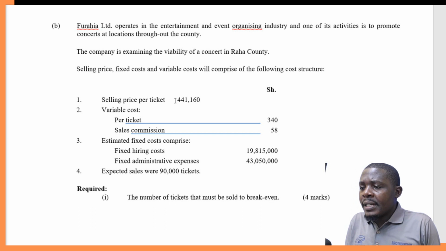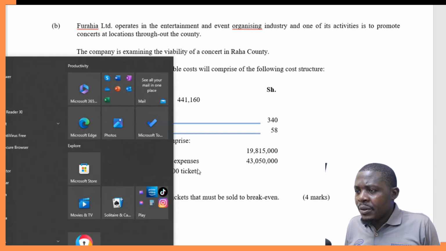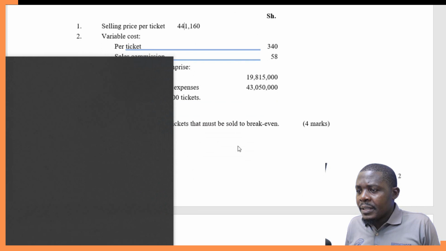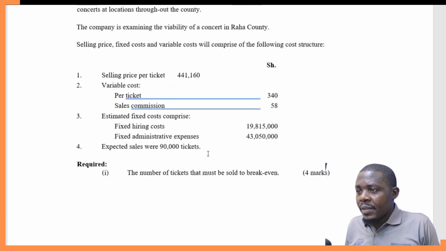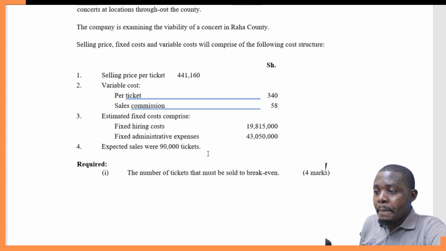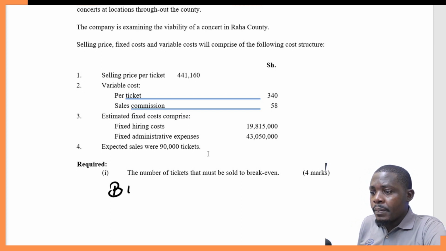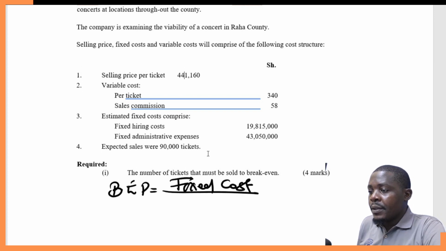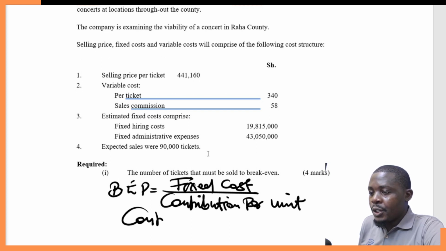Prepare the number of tickets that should be sold in order to break even. The number of tickets to be sold in order to break even. You can use the break even point. Break even point is equal to fixed cost over contribution per unit. How do we compute the contribution?